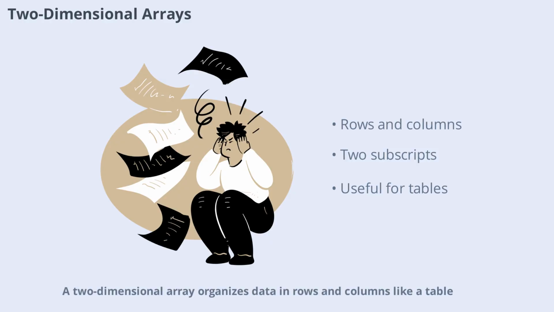A two-dimensional array organizes data in rows and columns like a table. For instance, a chain of stores might use a 28x4 array to track weekly sales for each department in each store. Each element is referenced by two subscripts, one for the store, one for the department. This structure is especially useful for representing matrices and tables.